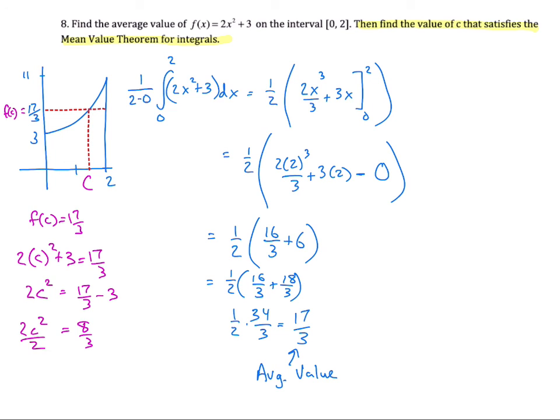We'll divide by 2. So c squared equals 8 over 6. And that's really 4 over 3. And then we'll take the square root. So c equals the square root of 4/3, which is about 1.155. And so we can see that that fits right in there.